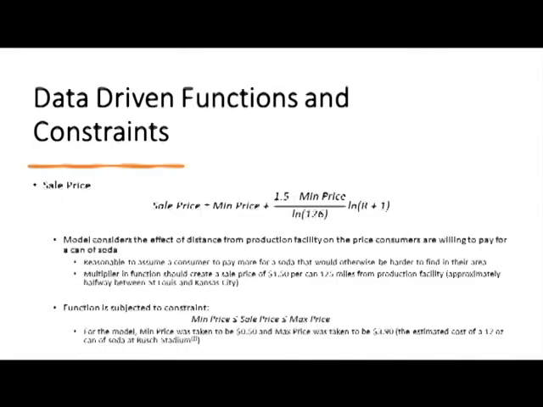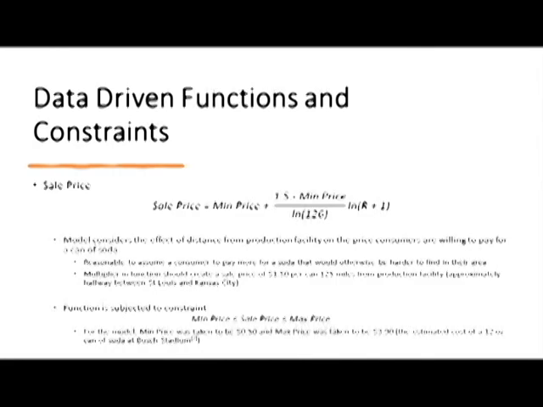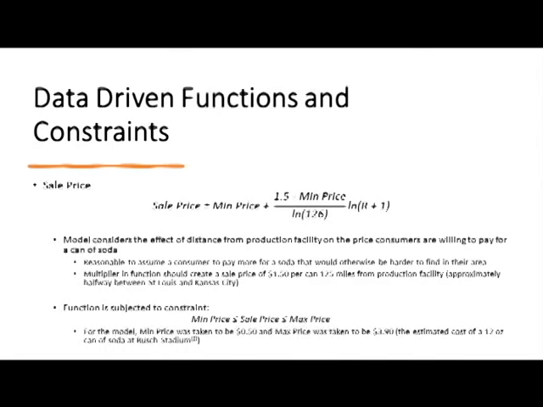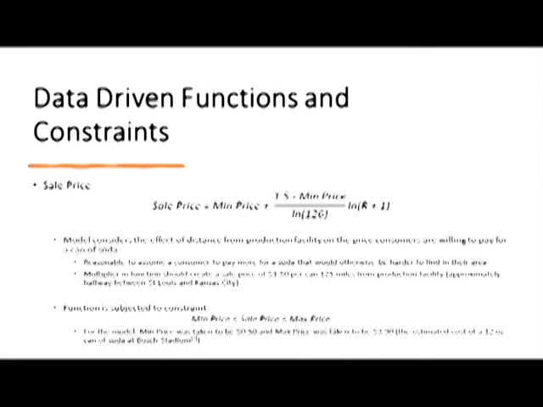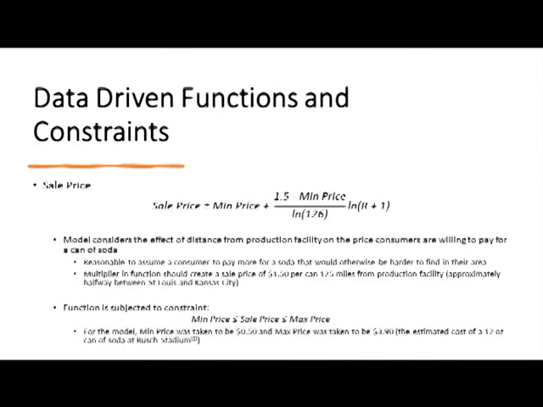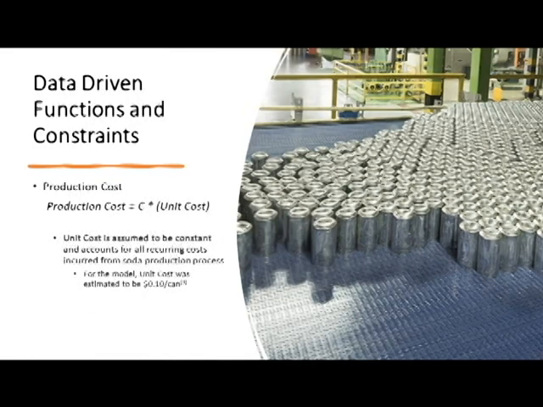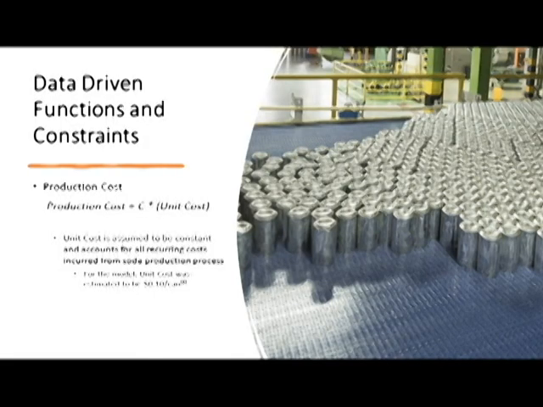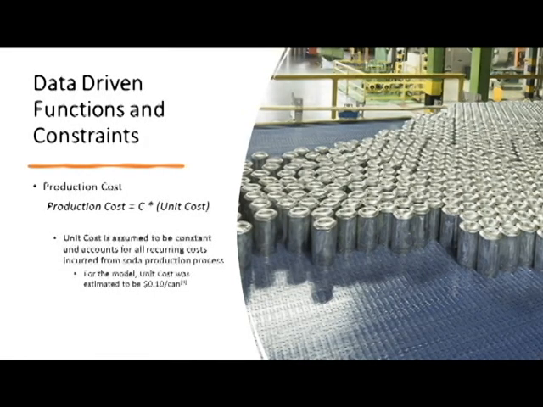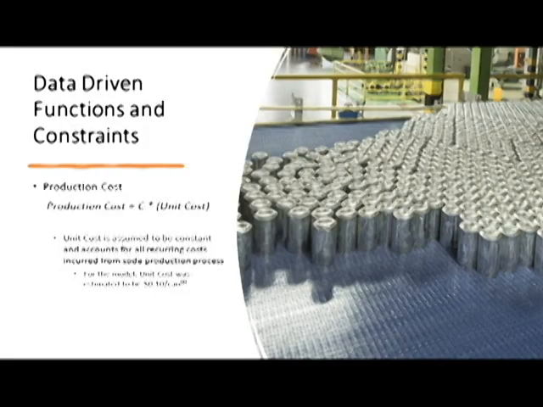For this model, we've taken the minimum price to be 50 cents and the maximum price to be $3.90. This is the estimated cost of a 12-ounce can of soda at Busch Stadium, which theoretically should be the largest amount of money a reasonable person should be spending on soda. To model the production cost, it is simply the number of cans sold, C, times the unit cost of a can of soda. We estimate the unit cost of one can of soda to be 10 cents per can, which assumes all relevant costs in the production process.